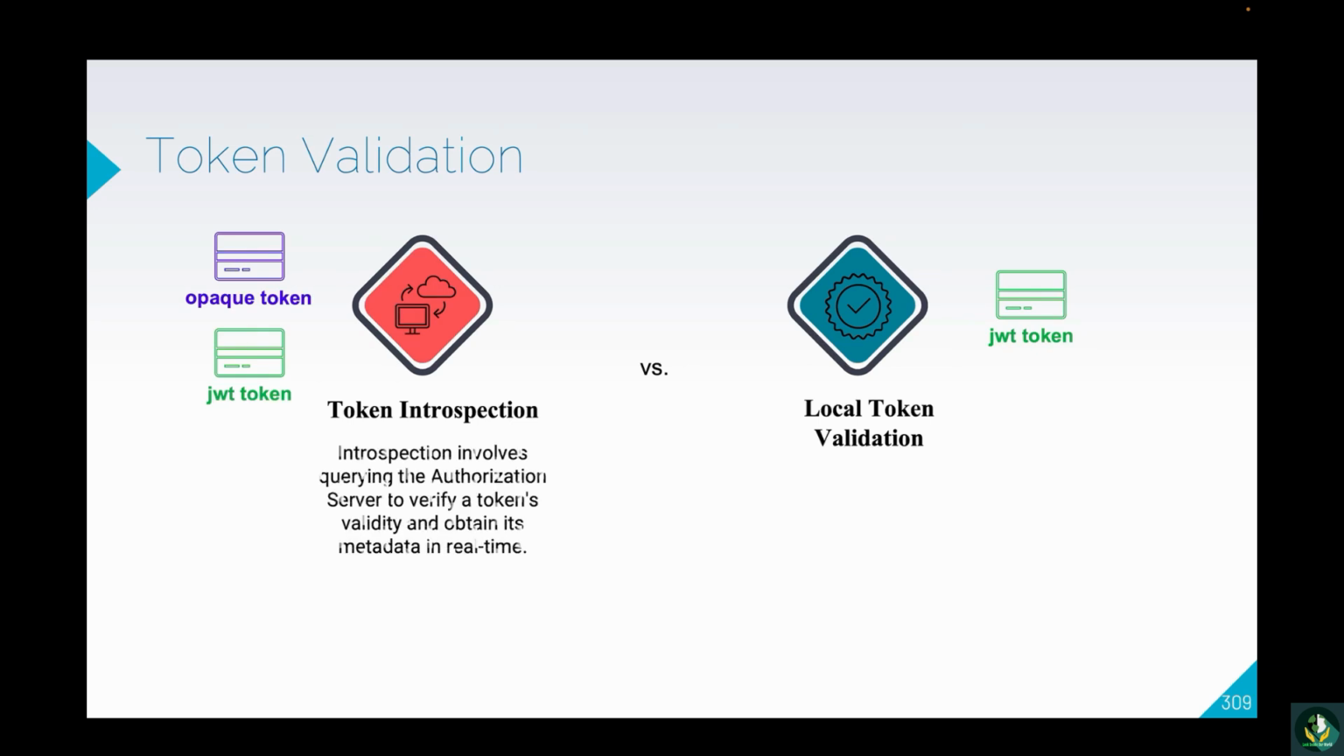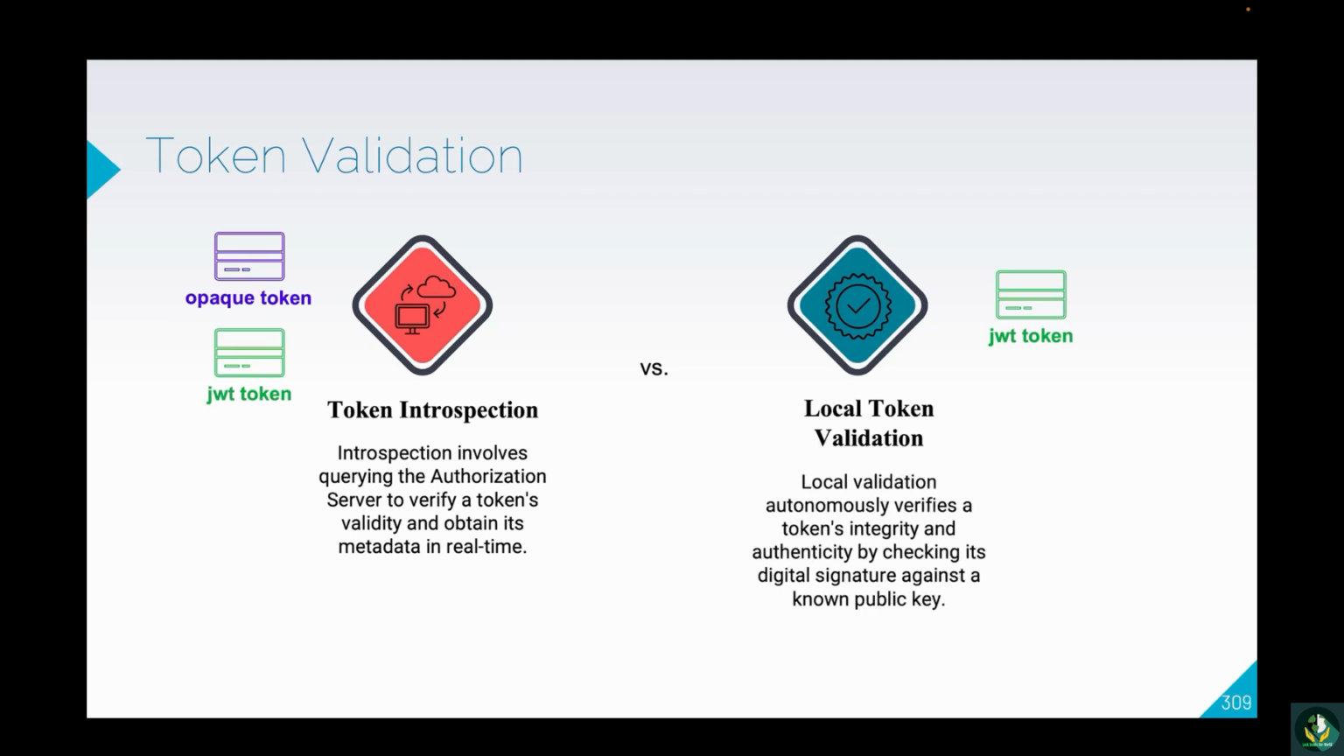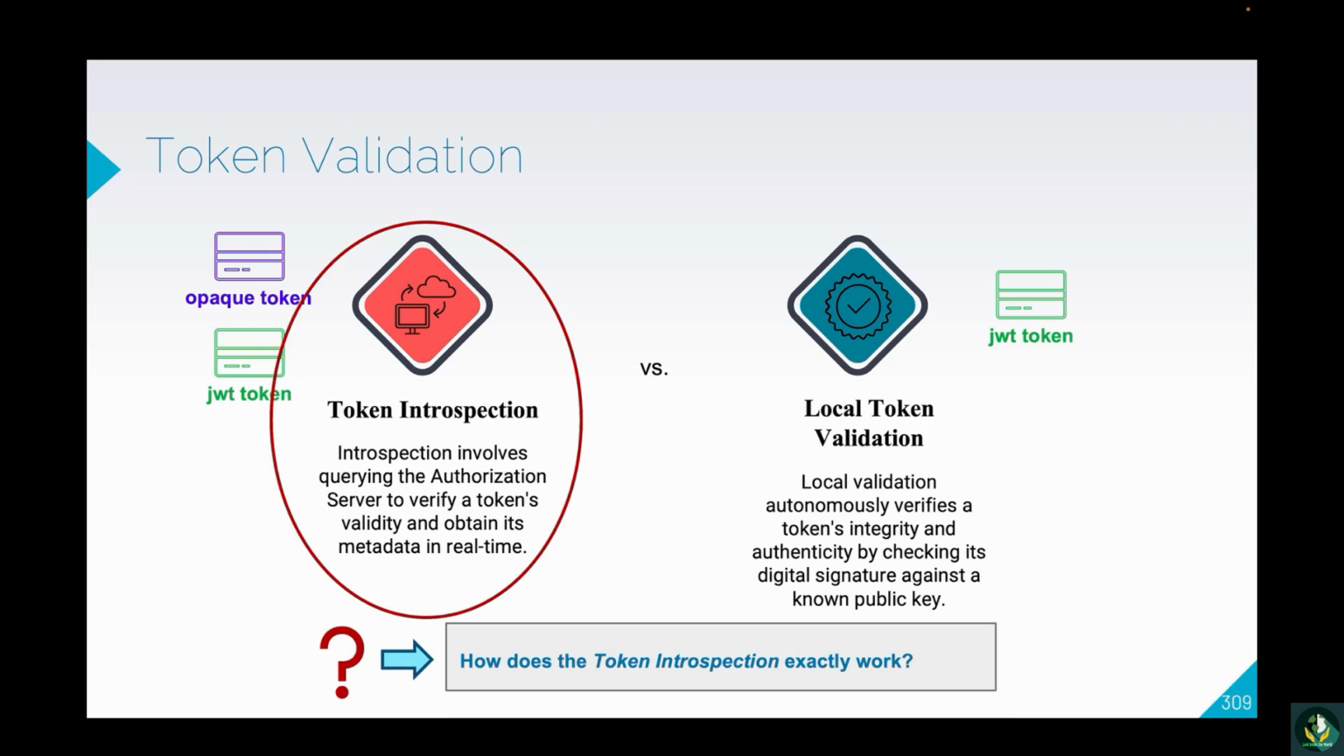In simple terms, token introspection is an online real-time validation method that involves querying the authorization server to check the validity of a token, while local validation is an offline method that can be performed directly by the resource server using the integrity and authenticity of the token itself. Let's start with token introspection because it's simpler to understand.